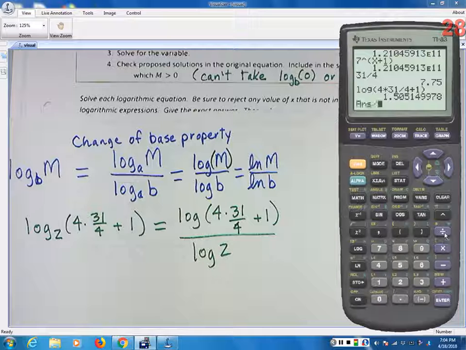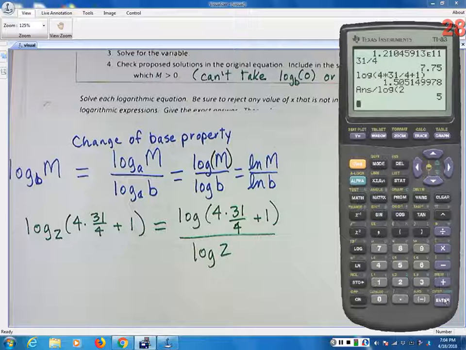That divided by log of 2 gives you 5. I just used the change of base property to show that this problem worked instead of having to go back and use the properties of logs to prove it.